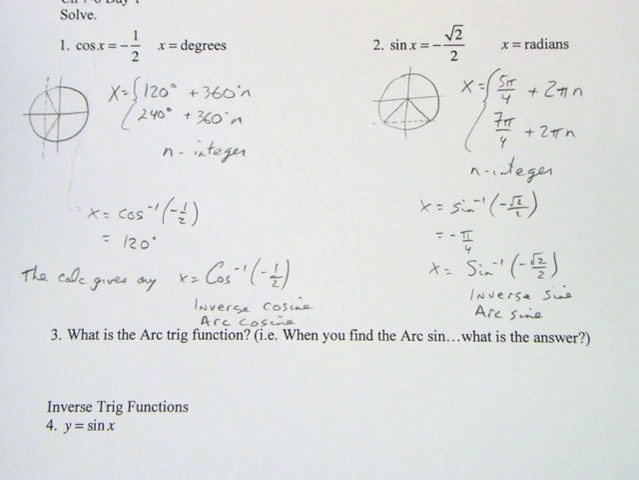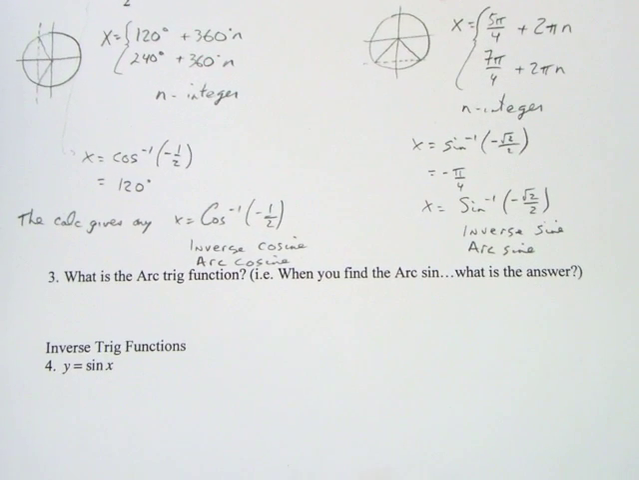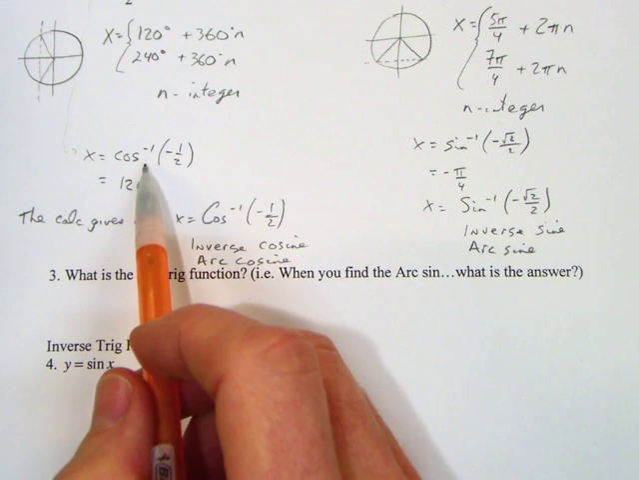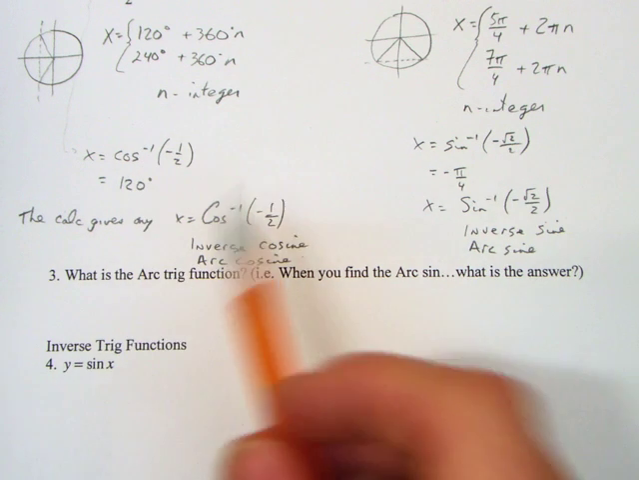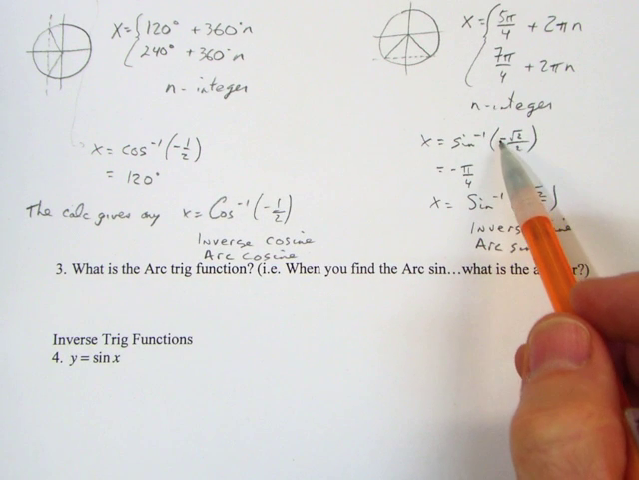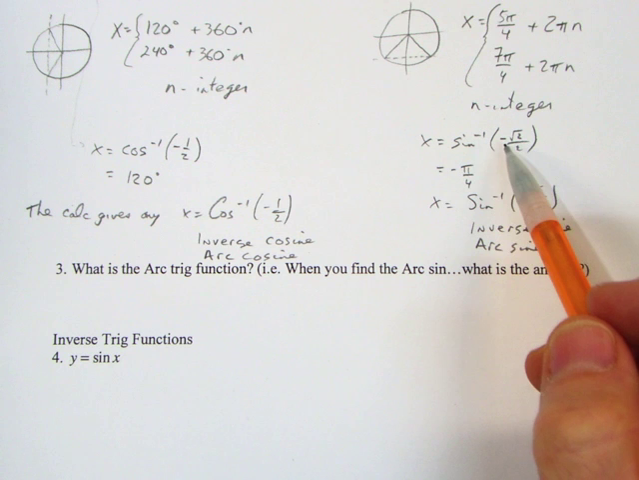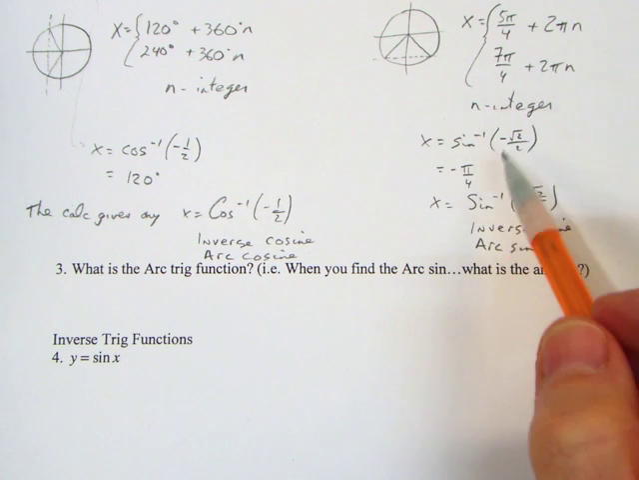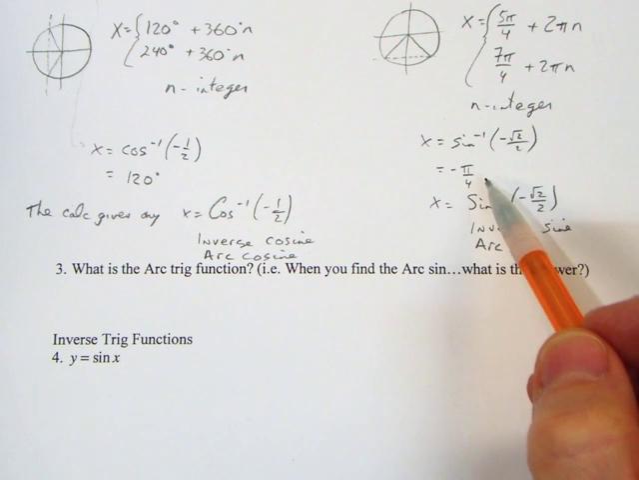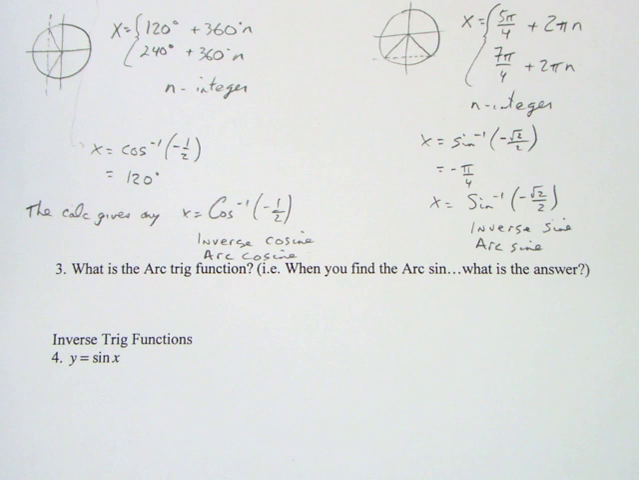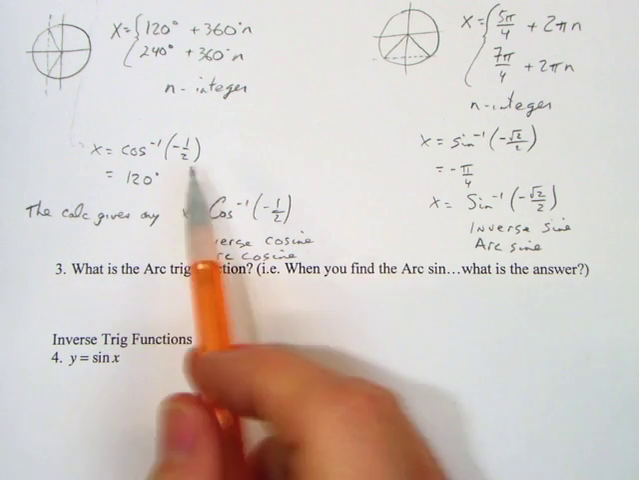Now, what is an arc trig function? When we used it over here in problem number 1, we got 120 degrees, and when we used it in problem number 2, we got negative 45, and we realized since we're in radians, that's the same thing as negative pi over 4. So when I say, what is an inverse trig function? When you find the arc sine, arc cosine, arc tangent, etc., what is the answer? How can you describe those answers?